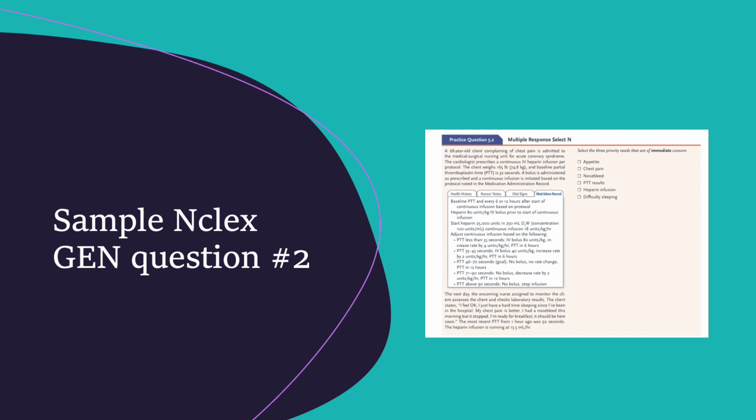So let's go back up with that 92 seconds, and let's go back up to our MAR. So our PTT says this is how long it takes our blood to clot. So if it takes your blood longer than 90 seconds to clot, no bolus and stop the infusion. What is heparin? Heparin is a blood thinner. All right. So the question then says, select 3 priority needs that are of immediate concern, meaning we need to do something about these 3 things right now. I'm going to give you guys a chance to answer.